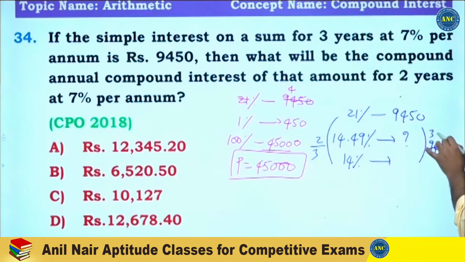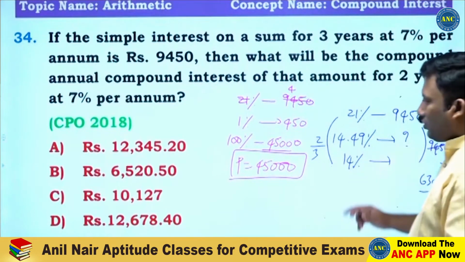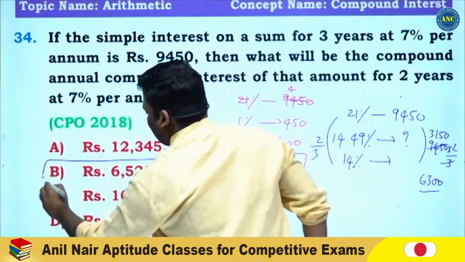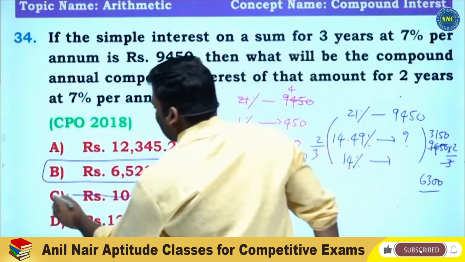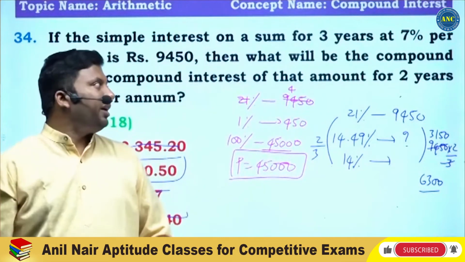3 threes are 3150, so the answer is greater than 6300. Just one option is present that fits. Are you all with me on what I did?